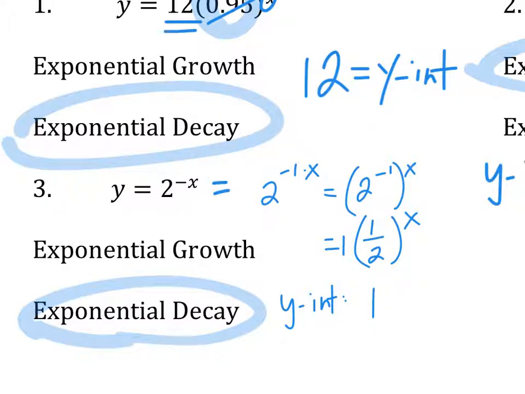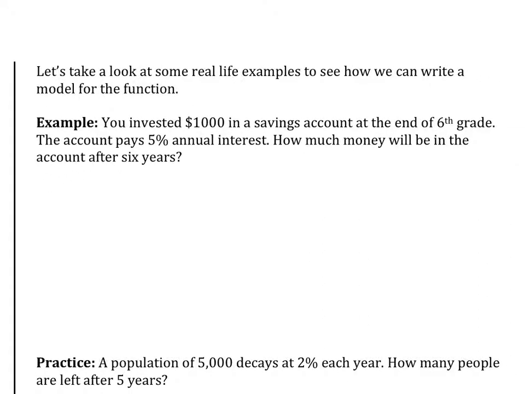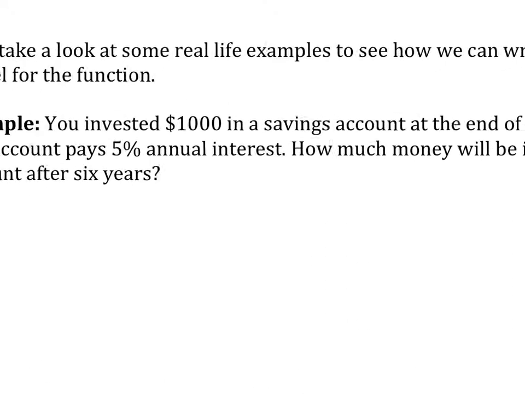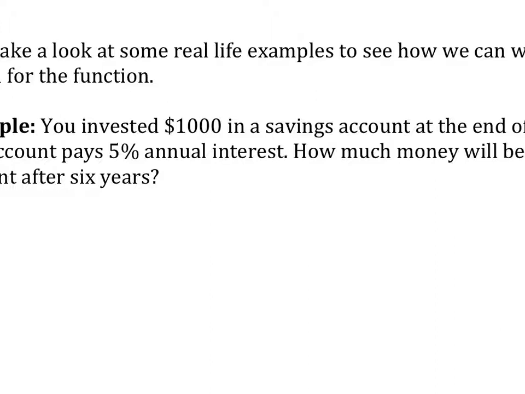All right, now let us solve some word problems. You invest $1,000 in a savings account at the end of 6th grade. The account pays 5% annual interest. How much money will be in the account after 6 years? Okay, so this is a question where we're going to do a times b to the x. We're going to have to figure out which one is a, which one is b, and which one is x. Or it could be y also.